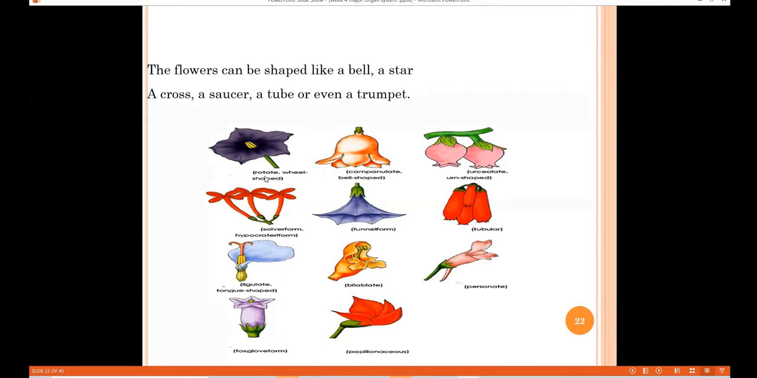They are wheel-shaped, and you can see the bell-shaped ones, the urn-shaped ones. This one is nice. Which one is it? The third one, the pink. The third one, the name is Urceolate. Urceolate. It is quite a beautiful flower with a very interesting shape.